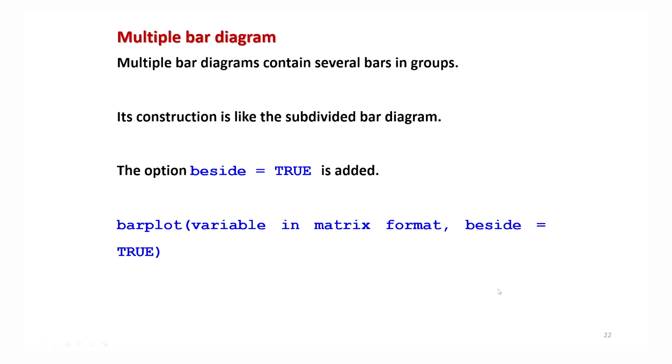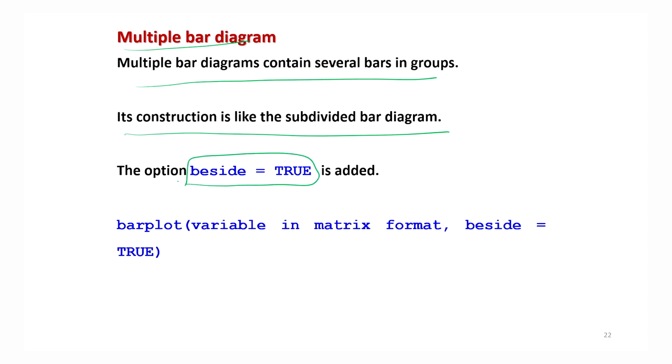This is also a bar diagram, but this is a multiple bar diagram. That means there is more than one bar, there are multiple bars, right? And they are arranged in groups. So its construction is like the subdivided bar diagram which we have just completed. I simply have to give only one option, beside equal to true. This beside equal to true will add the next bar diagram side by side, right? So the basic command will remain the same, and then I simply have to add beside is equal to true, beside all in lowercase, is equal to the logical variable TRUE.